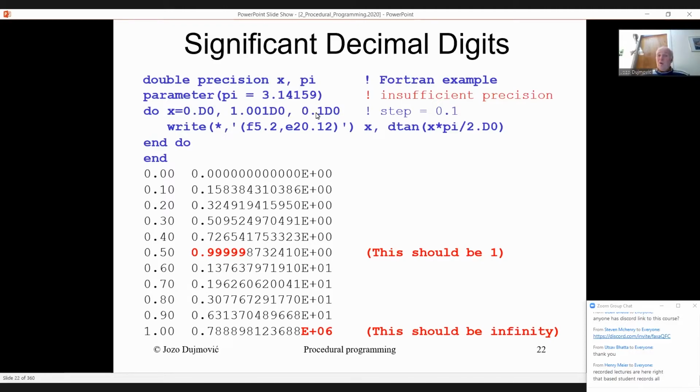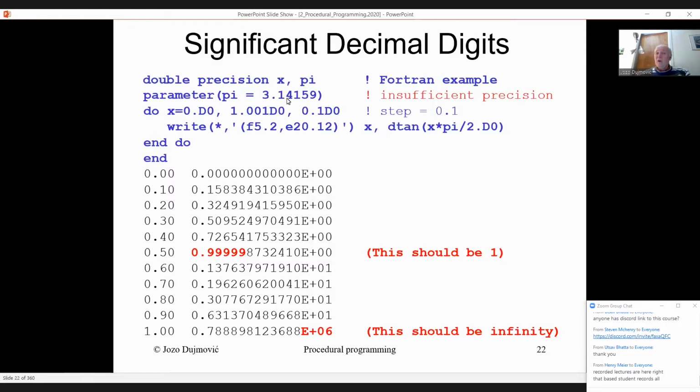Not only that, but in this loop that is going from 0 to 1, if I get that x is 1, then I should get infinity because the tangent of 90 degrees is infinitely large. What I get as a result is not infinity, but 788,000. So what kind of infinity is this? This is a very miserable infinity because it is 780,000. So what is the reason for this wrong result?